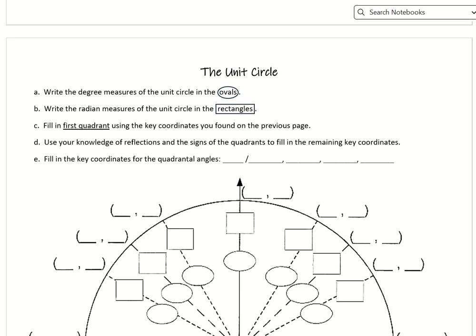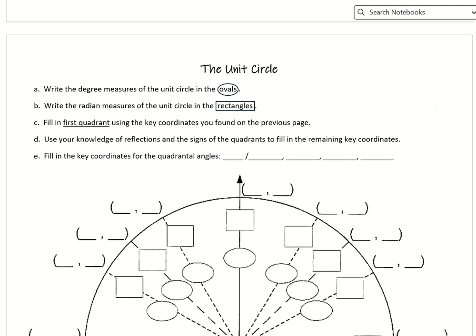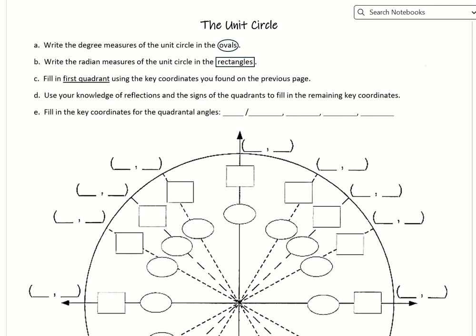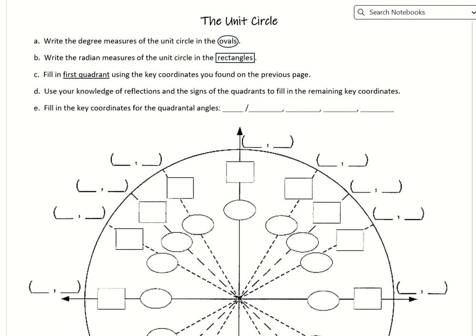Hi, everybody. Today we are going to do Unit 8, Day 3. Please notice that I'm not starting with the first page of Day 3. Instead, I've skipped to the last page in your packet so we can go ahead and knock this out. So, we've already talked about degrees and radians, and we're going to fill those in.